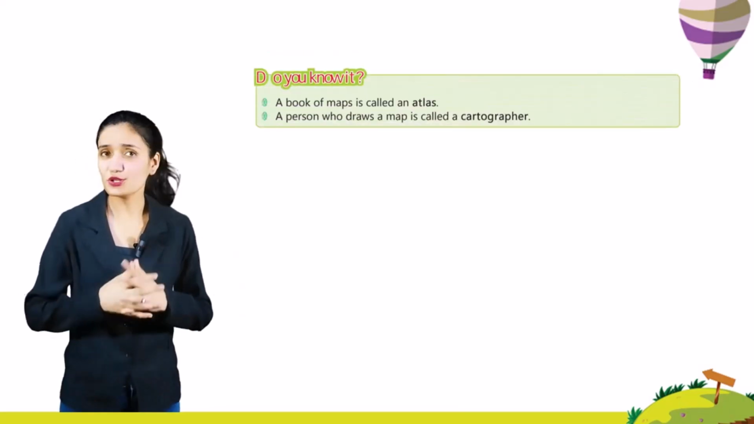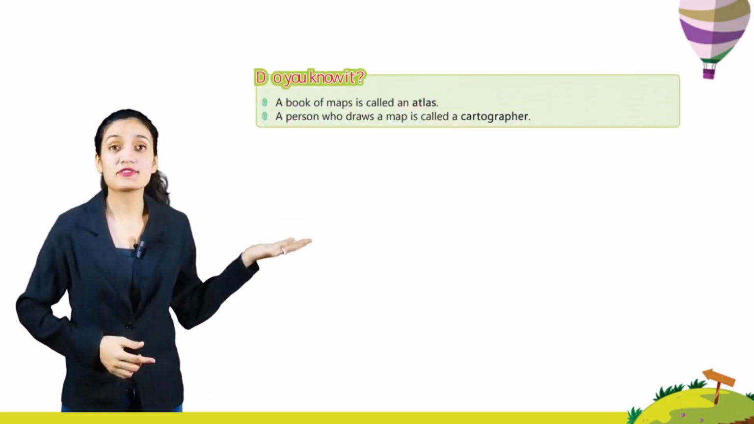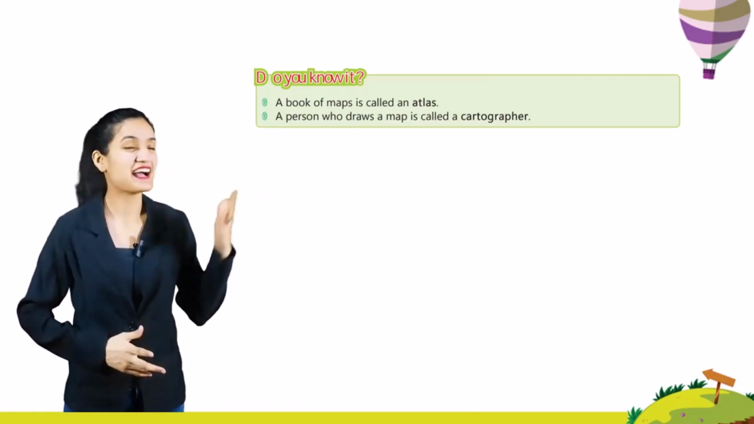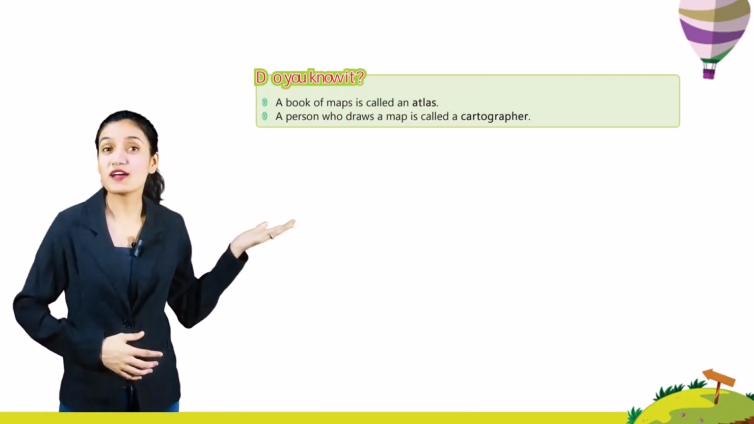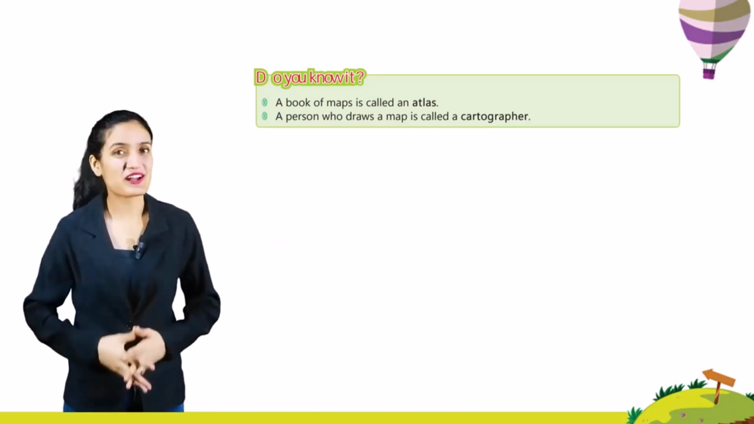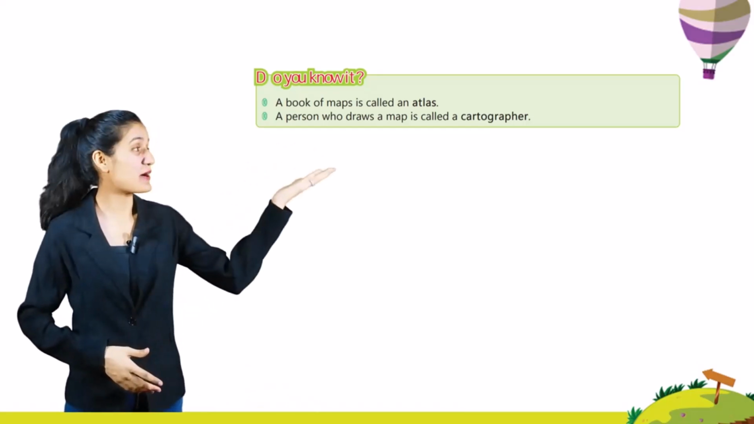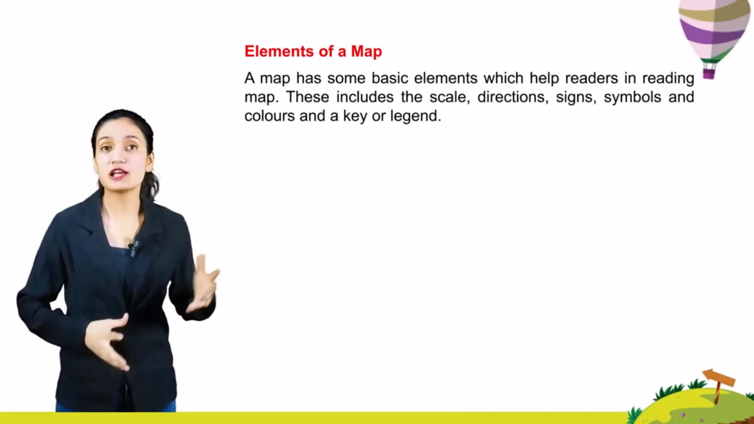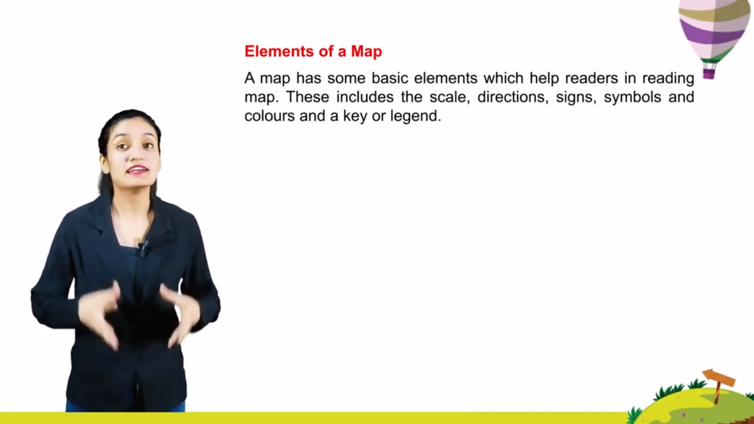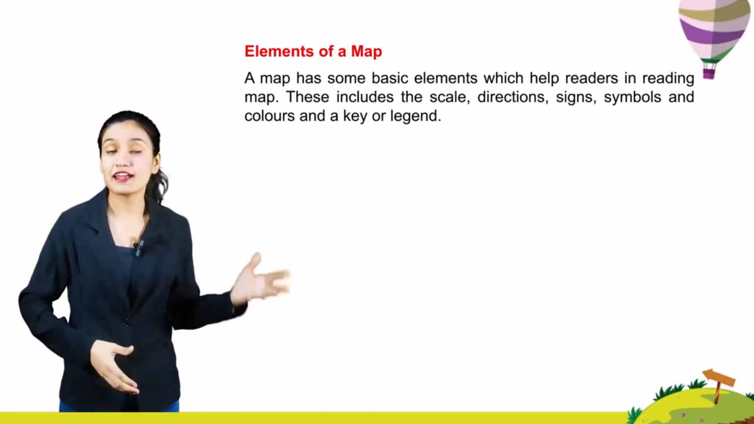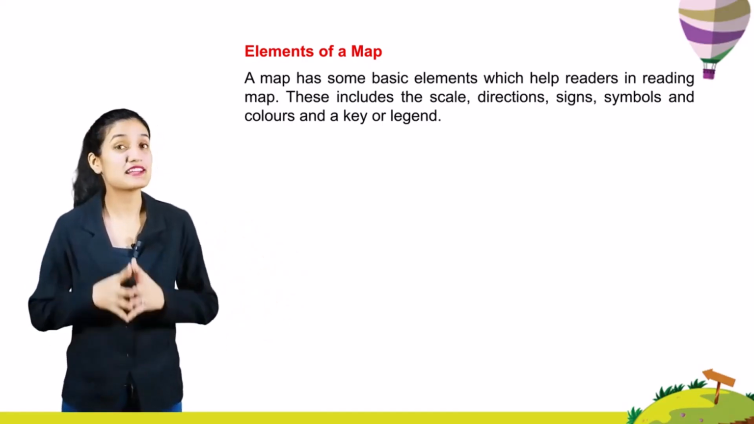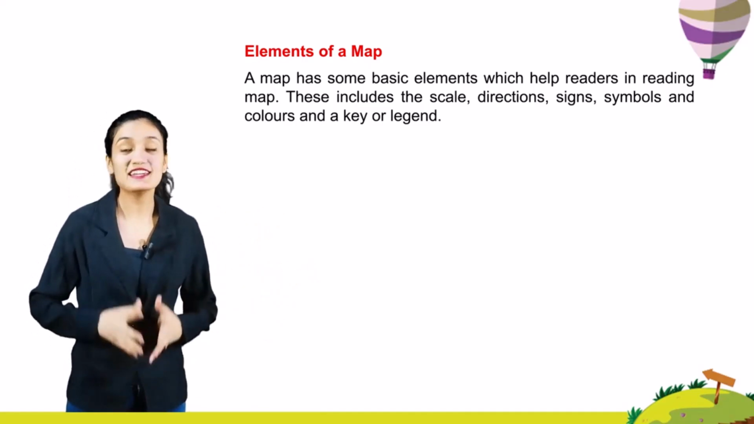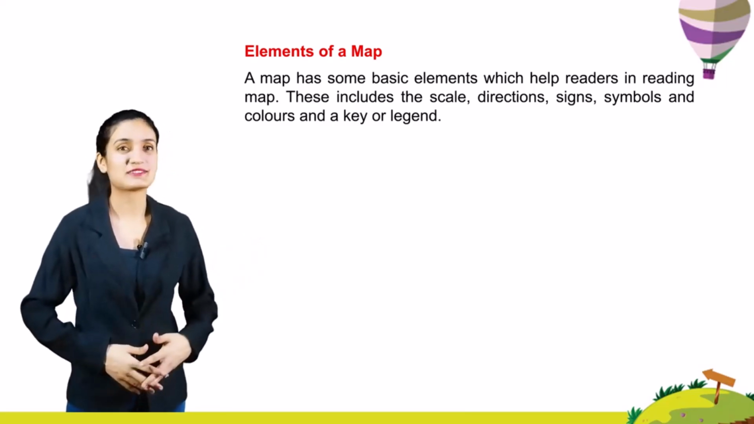Now kids, do you know it? A book of maps is called an atlas. A person who draws a map is called a cartographer. Now, elements of a map. A map has some basic elements which help readers in reading maps. These include the scale, directions, signs, symbols and colors, and the key or legend.